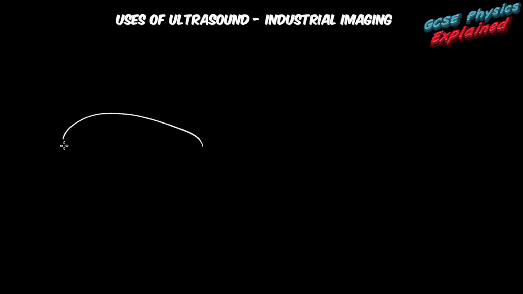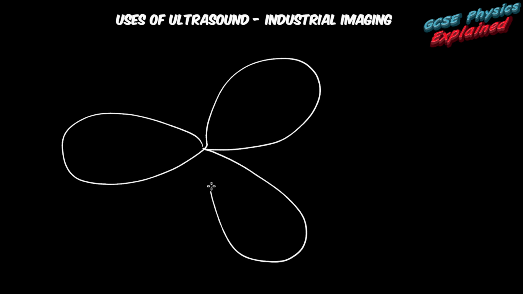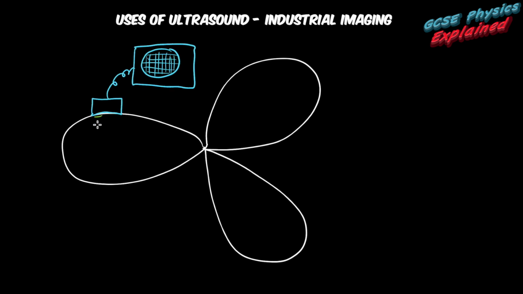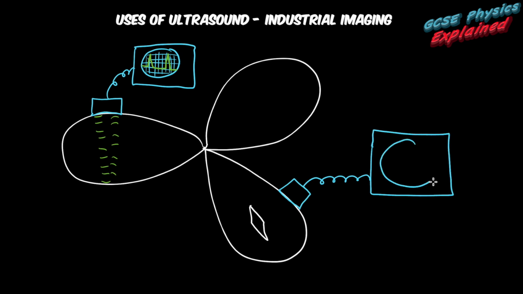Another use of ultrasound is industrial imaging, such as checking metal for cracks. Just say we make a turbine blade for an aeroplane. It's very dangerous for there to be any cracks or air bubbles inside the turbine blade. So once again, if we send an ultrasound pulse into the material, we'll get a reflection whenever there's a boundary inside. And if there is, it might be a crack, so it will need to be repaired.